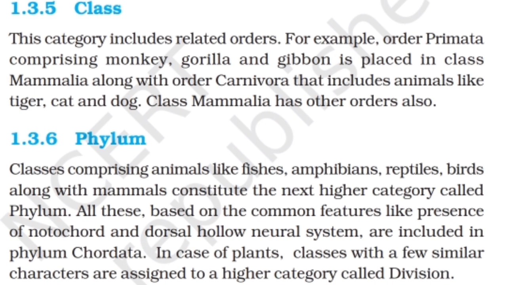1.3.6 Phylum. Classes comprising animals like fishes, amphibians, reptiles, birds along with mammals constitute the next higher category called phylum. All these, based on the common features like presence of notochord and dorsal hollow neural system, are included in phylum Chordata. In case of plants, classes with a few similar characters are assigned to a higher category called divisions.